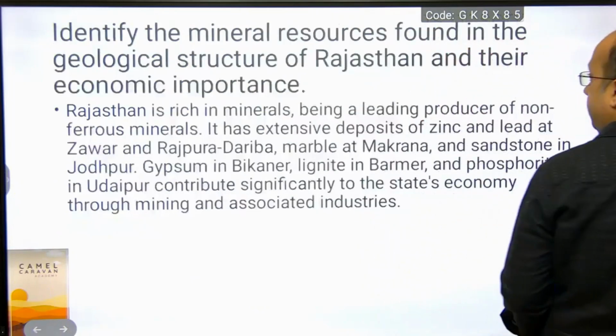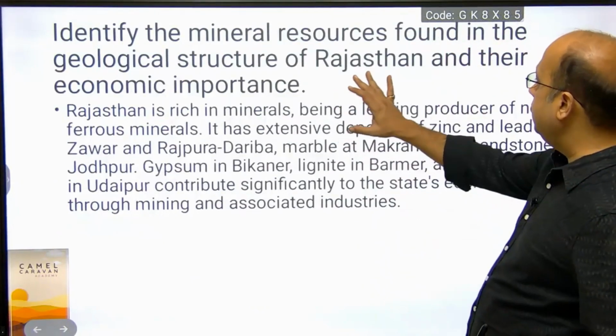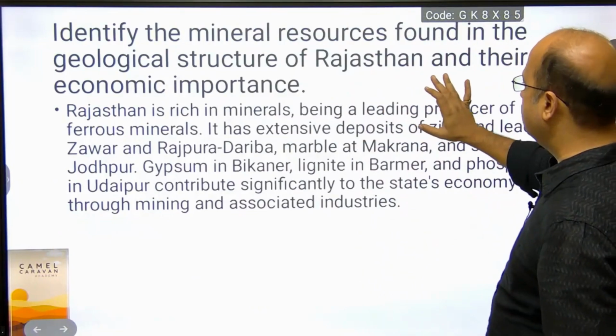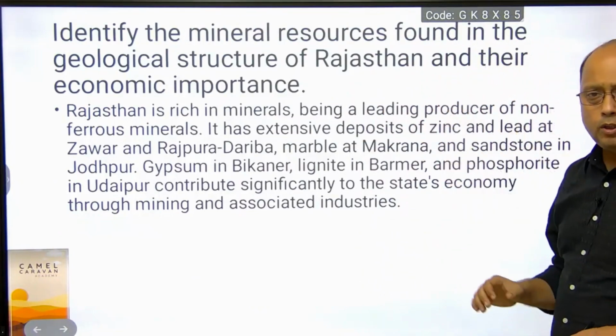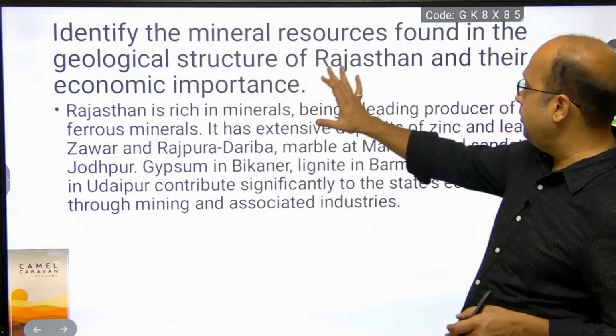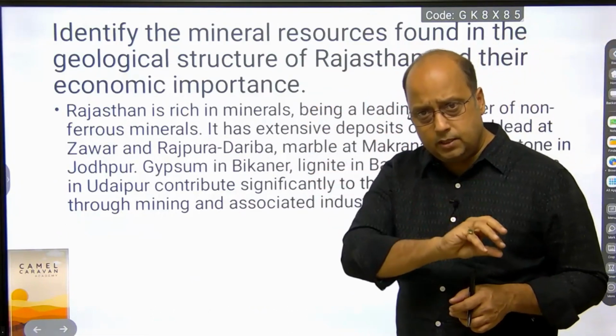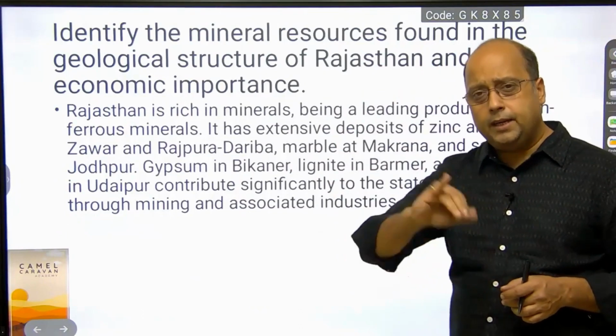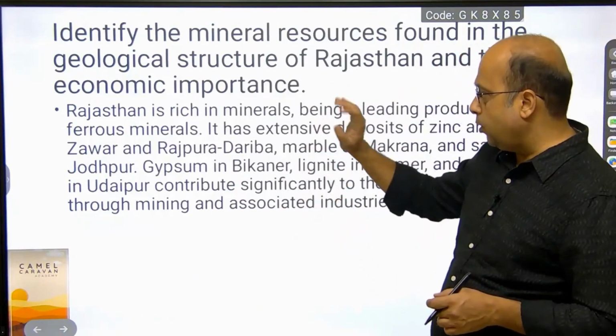Now, coming to the next question: identify the mineral resources found in the geological structure of Rajasthan and their economic importance. So this question demands that you simply enlist all the mineral resources of different districts and regions, and then we have to link it with an economic importance.